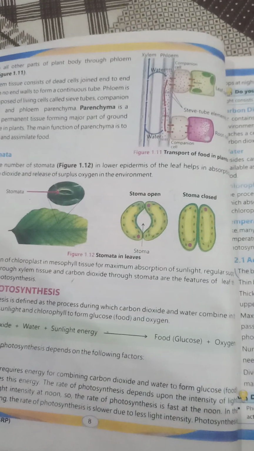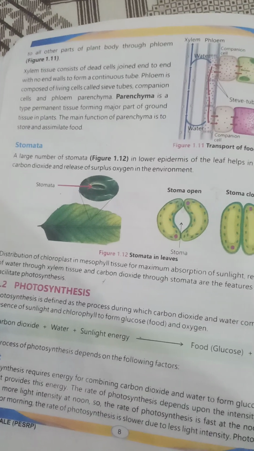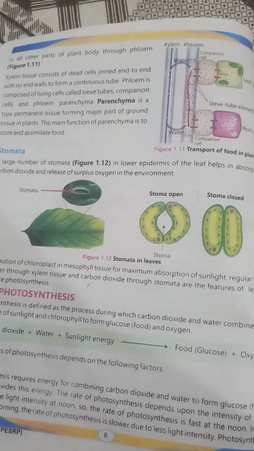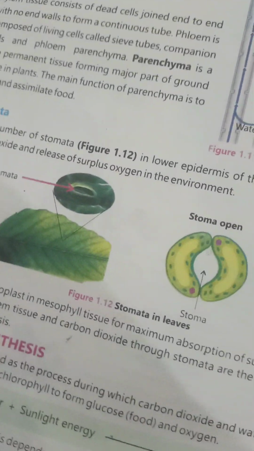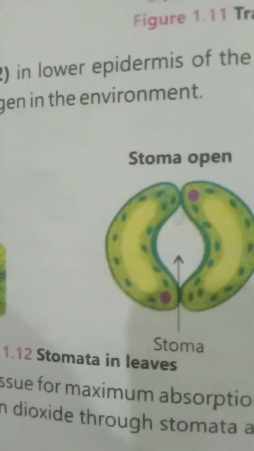Stomata. The large number of stomata in the lower epidermis of the leaf helps in absorption of carbon dioxide and release of surplus oxygen in the environment. This is a figure of stomata in leaves. Stomata. Stoma open, stoma closed. This is closed and this is open.